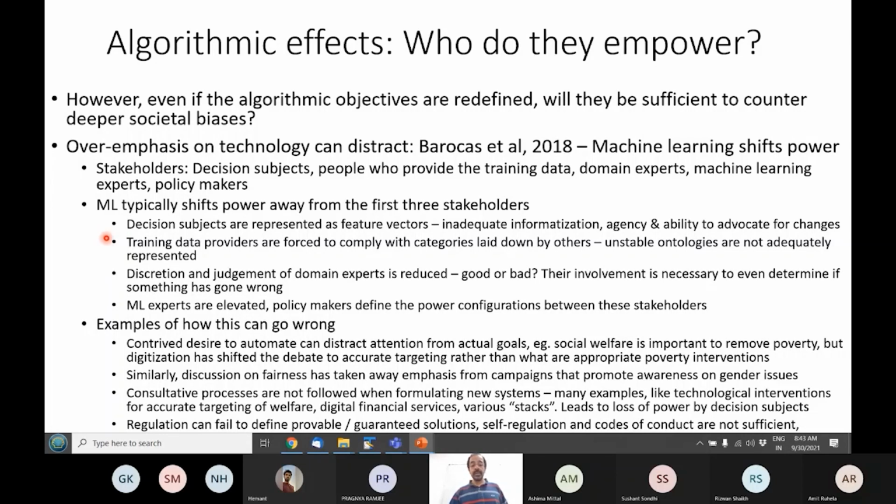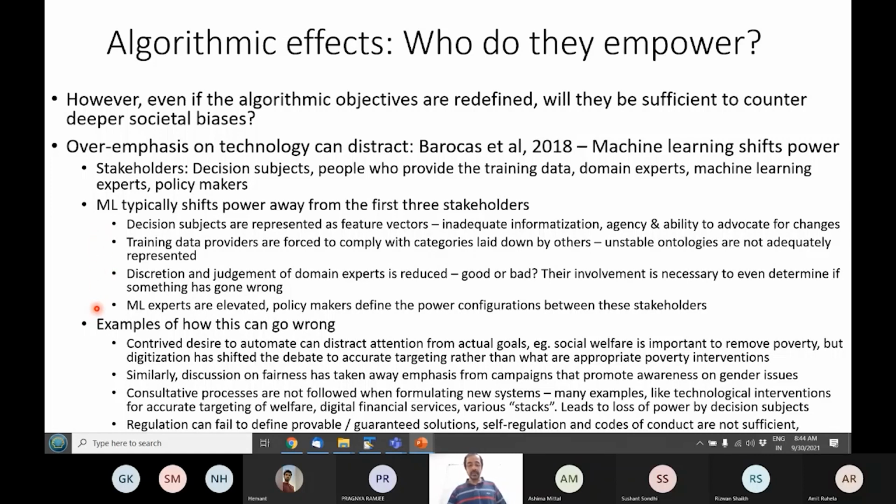The training, those who are labeling, they might also be labeling based on certain biases, which could reinforce some of the biases. The role of the experts is also reduced because the expert knowledge has been shifted into the machine learning systems, right? So ML experts are elevated, and policymakers define the power configuration between these different stakeholders, but ML experts are basically elevated in lieu of domain experts. And therefore it becomes harder. Then there need to be certain additional processes where the domain experts are able to audit the systems to check whether they're working properly or not. But if you just naively introduce machine learning systems, then that's the problem that is happening.